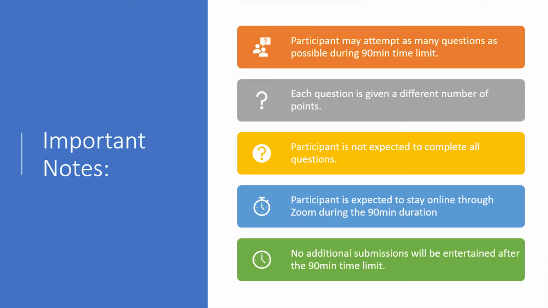Participants may attempt as many questions as possible. There will be a 90-minute time limit. Each question is given a different number of points, and the participant is not expected to complete all questions, so participants are advised to be strategic about the questions they choose. Participant is expected to stay online through Zoom during the 90-minute duration. No additional submissions will be entertained after the 90-minute time limit, so all questions must be submitted before the time limit is up.